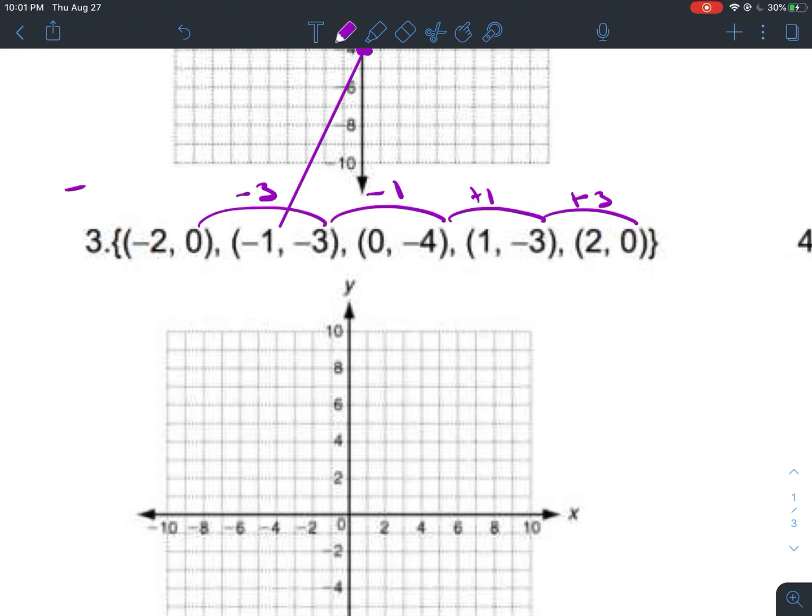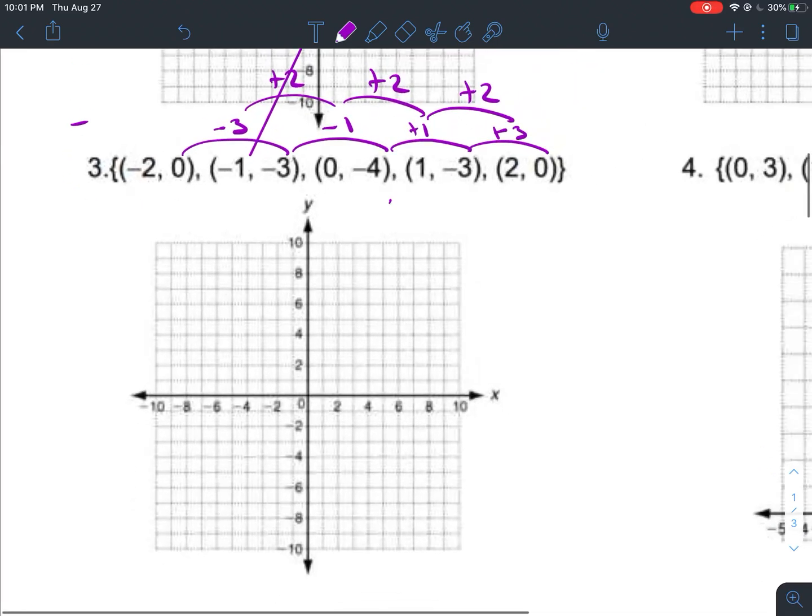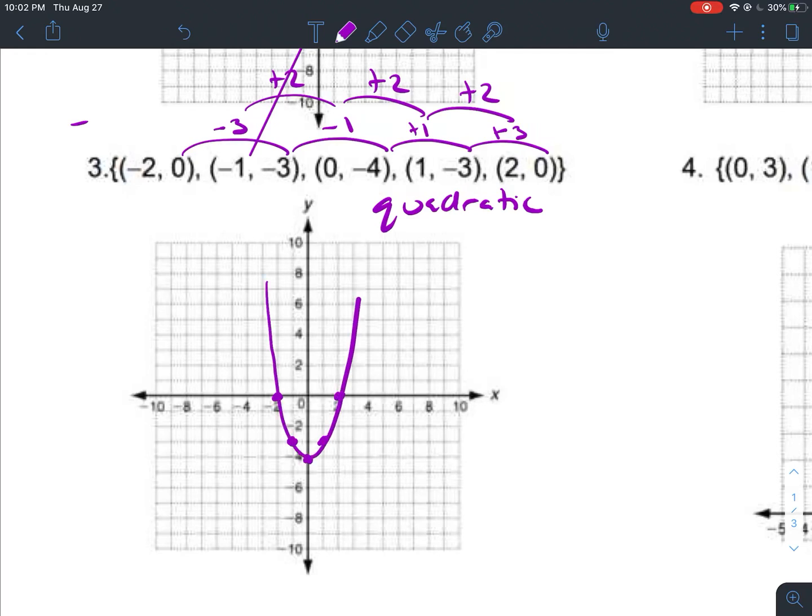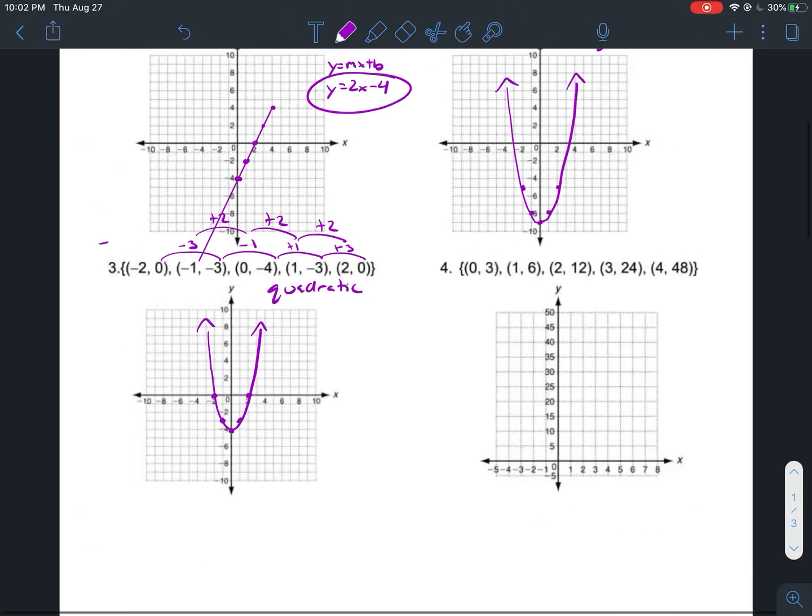Let me erase all my extra stuff. All right, so we don't have a common first difference, but guess what? We do have a common second difference here. Yay. So this is going to be a quadratic. So let's plot our points. We've got (-2, 0), (-1, -3), (0, -4), (1, -3), and (2, 0). So again, we've got that quadratic shape. Looking good.